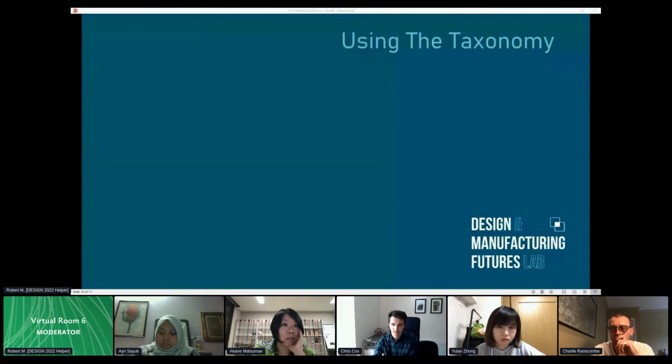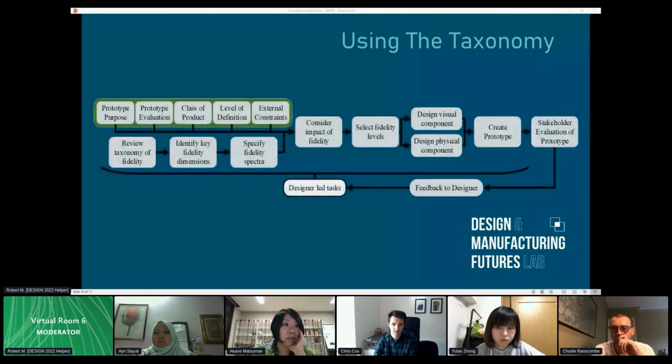So instead, a case-by-case process is proposed so that designers can identify what dimensions of fidelity are the most important for their specific prototype and what levels of fidelity are required. This process starts by reviewing the taxonomy of fidelity and identifying the key dimensions based on the prototype characteristics.